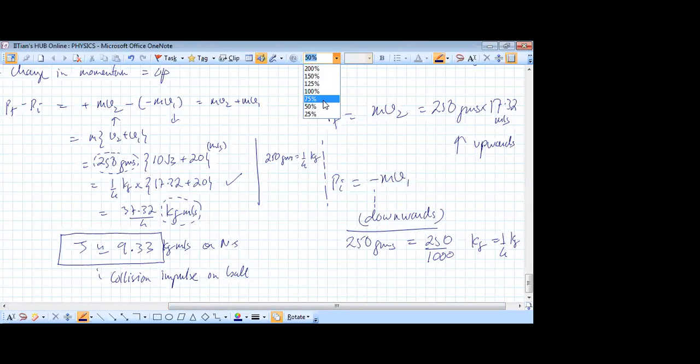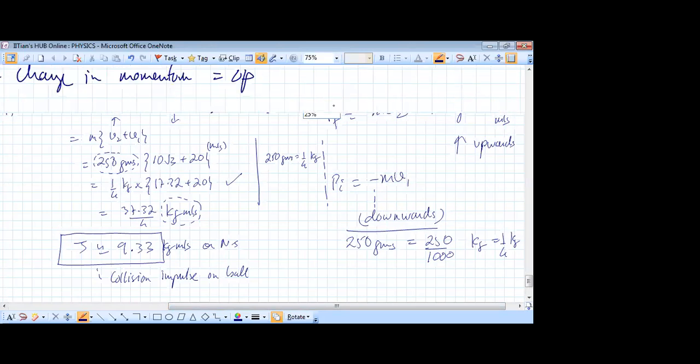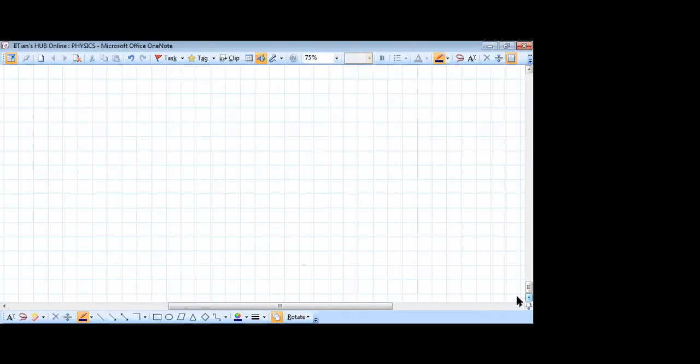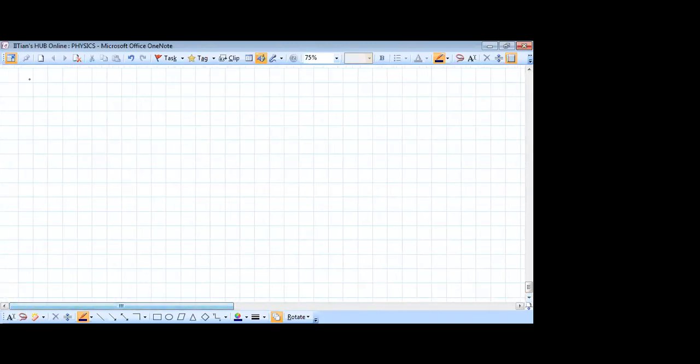Okay, so hope this example is clear to everyone. Now we'll move on to Newton's third law, the final of the three laws. The third one, the action-reaction principle.